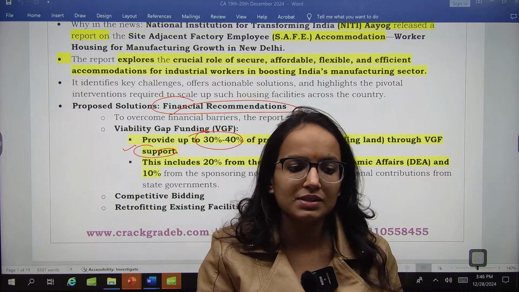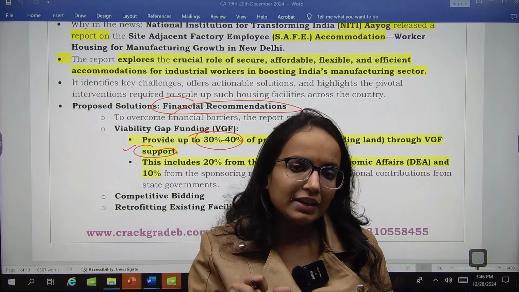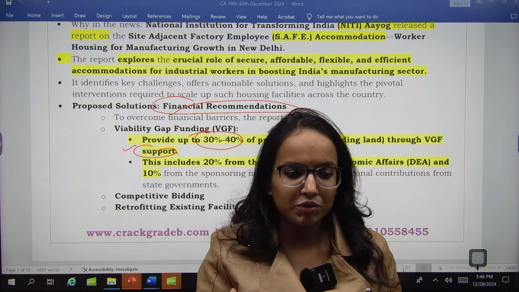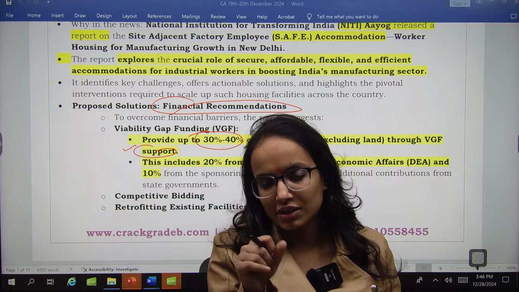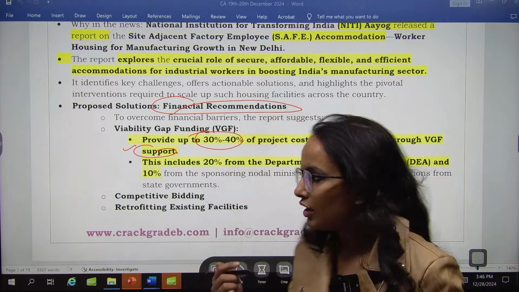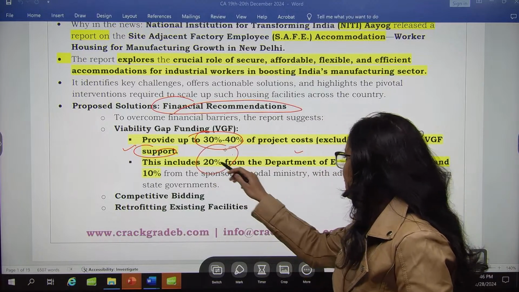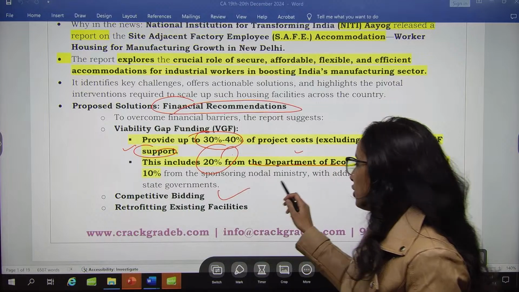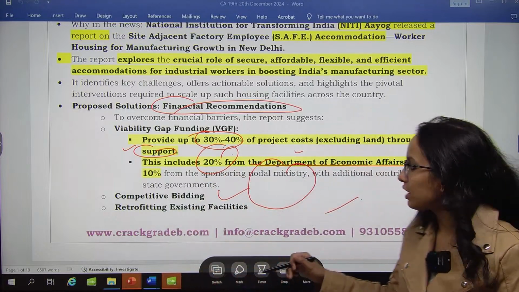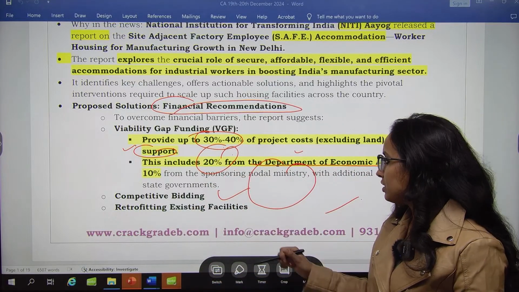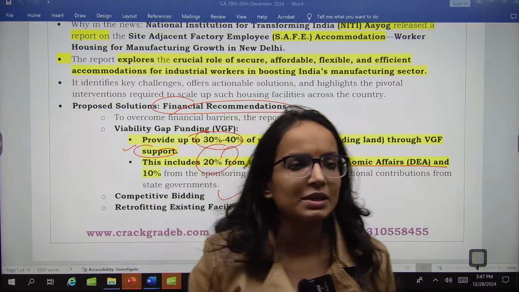What does that mean? It means they will not be able to generate sufficient revenue to cover their basic costs, right? In that case, if we, as government, as authority, provide 30 to 40% of this gap, which they are not able to fill in covering their cost due to less revenue, this is viability gap funding, okay? This gives the manufacturing sector in India a boost, a support, and this includes 20% from the Department of Economic Affairs and 10% from the Nodal Ministry, with additional support coming from state governments as well. This is the primary recommendation.